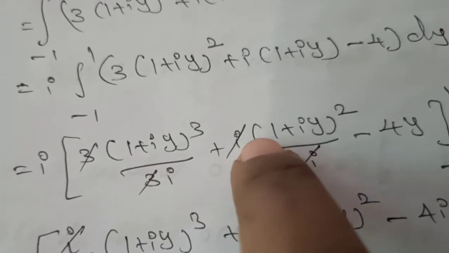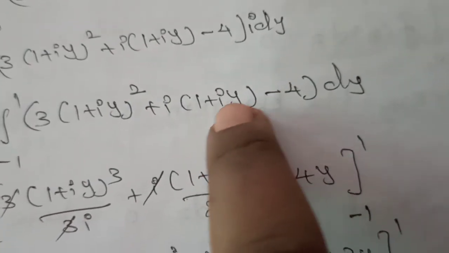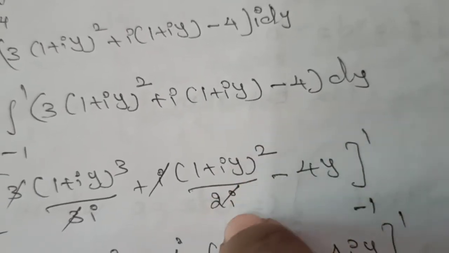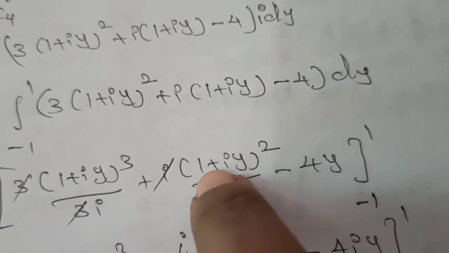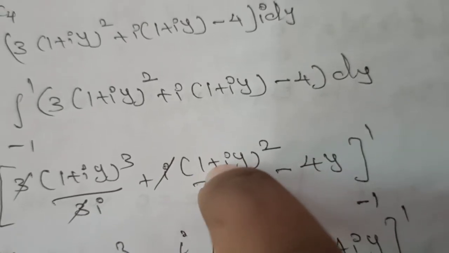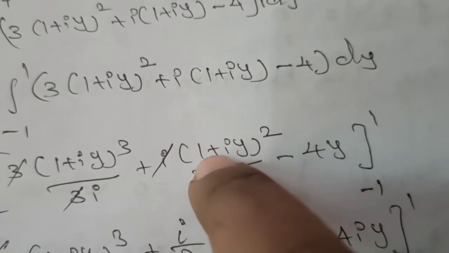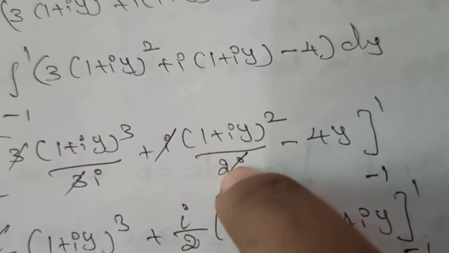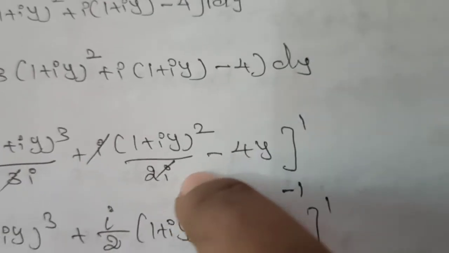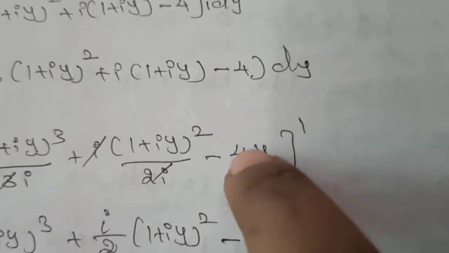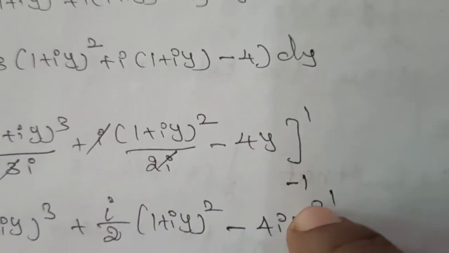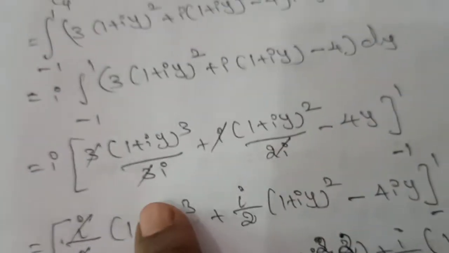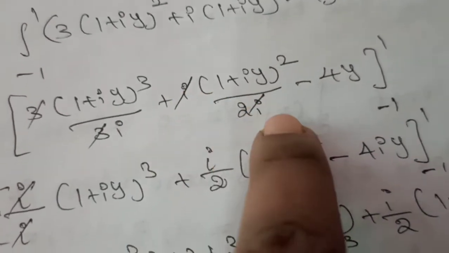So plus i times (1 + iy): the integration of 1 + iy is (1 + iy) the whole square divided by 2 times the differentiation of the inside, 0 + i times 1, that is i. That is 2 times i. Substitute the denominator value. Minus the integration of 4 dy, you can write minus 4y, with the limits minus 1 to 1. Here the first term's 3 cancels, and the second term's i values cancel.